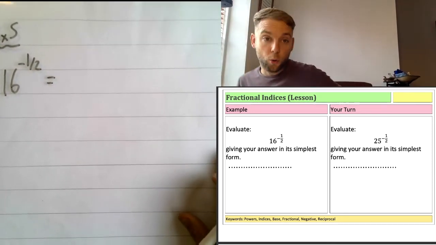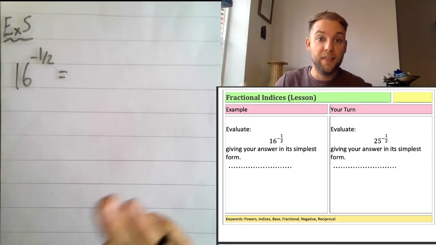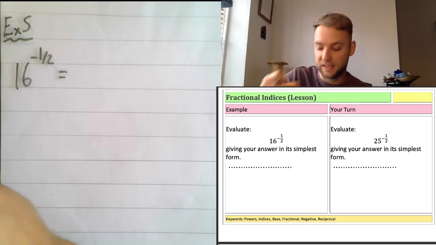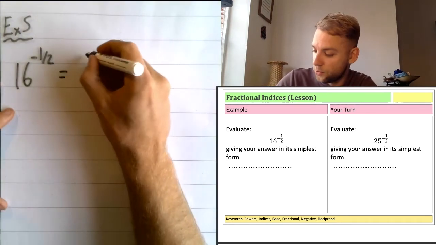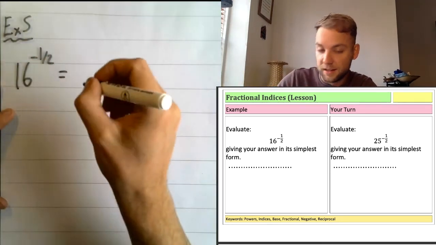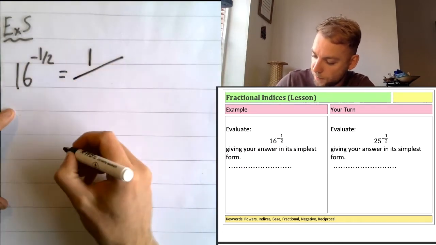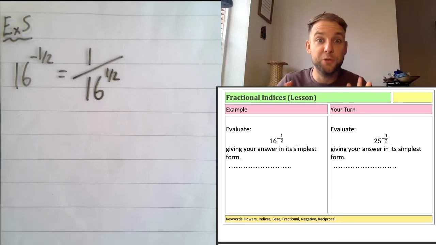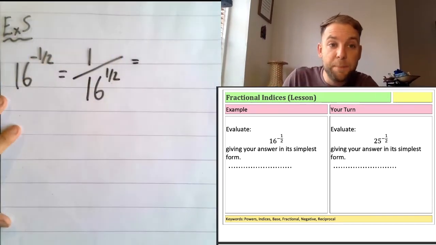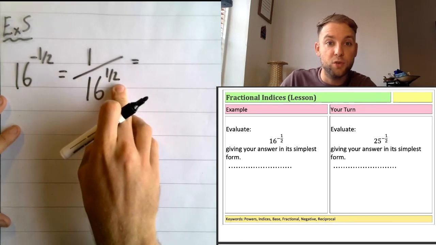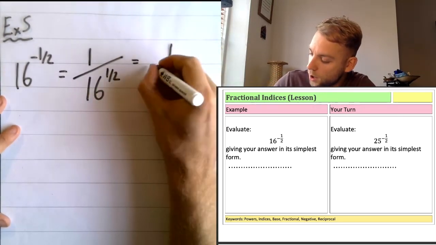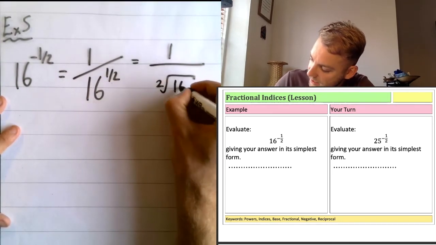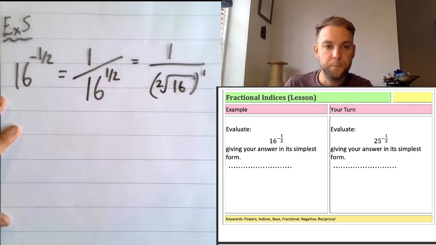With these questions, always deal with the negative first. Now remember from the last video, the negative means the reciprocal. So the first thing I do is I write it as the reciprocal. So the reciprocal means 1 over, so the negative means 1 over, so it's going to be 1 over 16 to the power of a half. And that's your starting point. We should be fine with that now. So then you just keep it as 1 over. Remember, the bottom of the fraction is the root, the top is the power. So this is 1 over the square root of 16 to the power of 1.